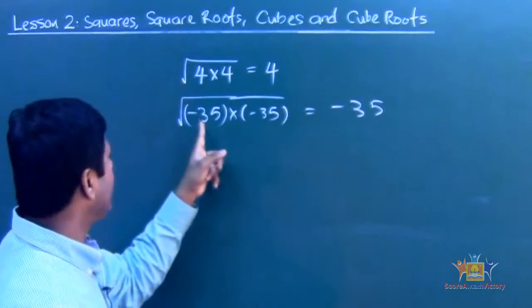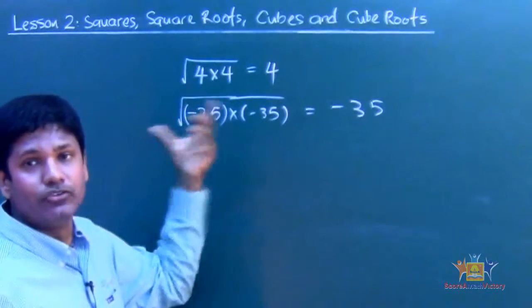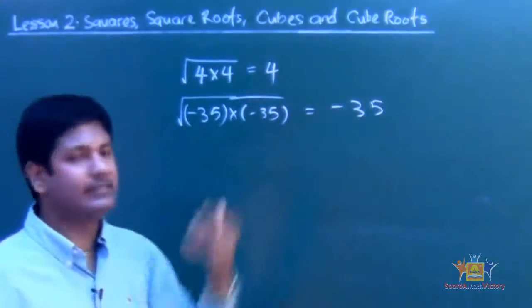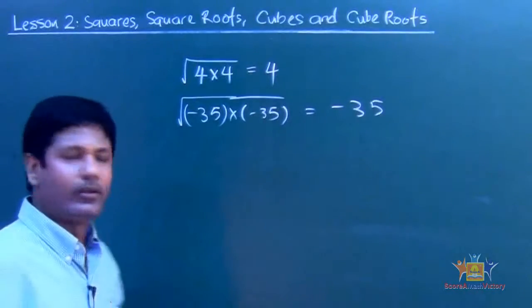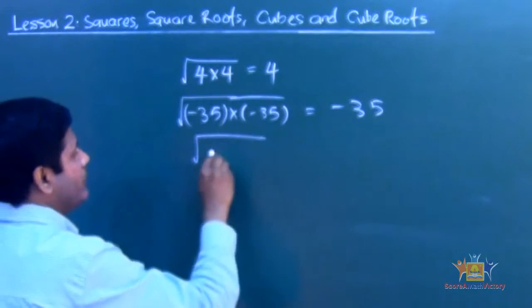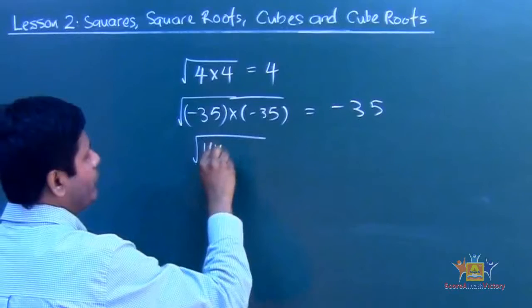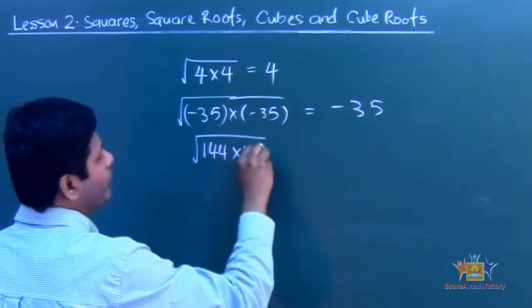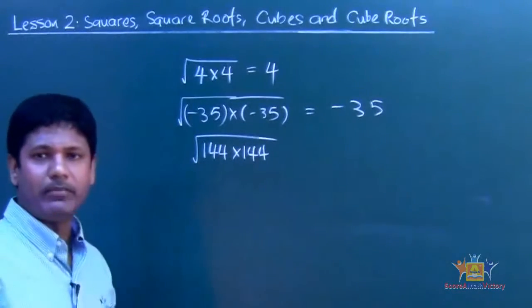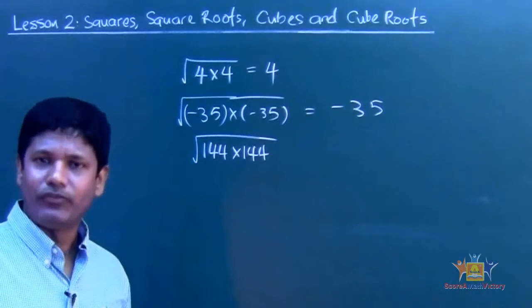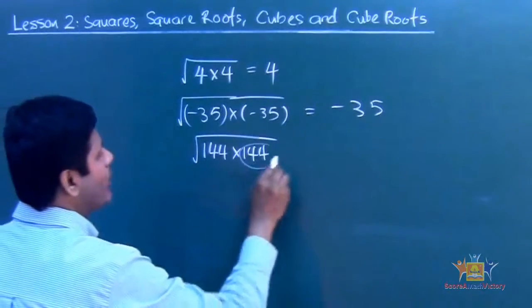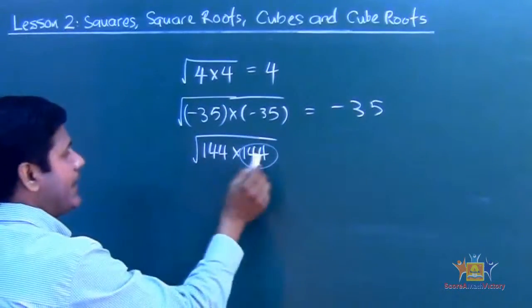And that's what this is. Negative 35 times negative 35. Square root is just taking 1 out of that. That's the answer. Alright? Okay? So I can give you anything. I can give you, let's say, 144 times 144. You tell me, what would that be? 144. You're right. Because you only need 1. That's what square root is. Identical.